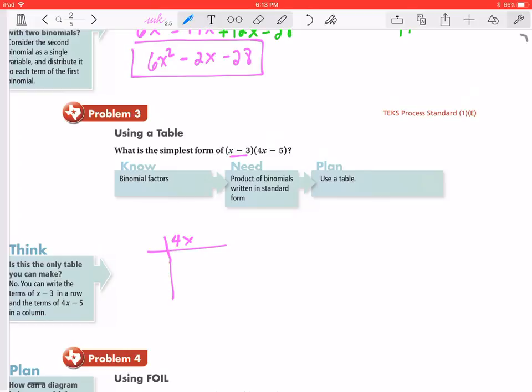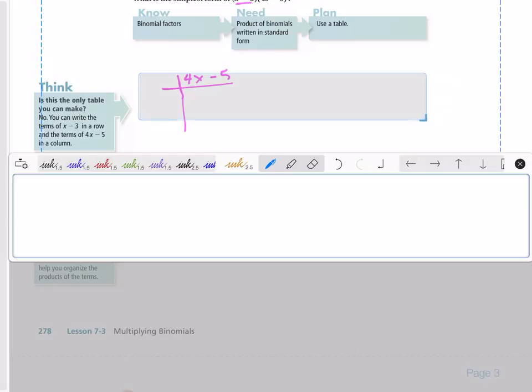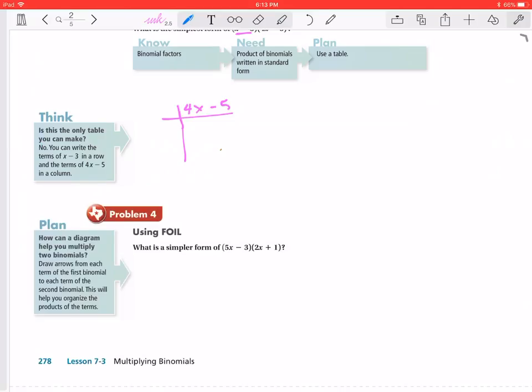And on my second term, I'm going to say 4x, and then I have minus 5. Then on my bottom table, I'm going to have x and then x minus 3. Now I'm going to multiply them, just like we did when we were talking about the area. So x times 4x gives us 4x squared. x times negative 5 gives us negative 5x. Negative 3 times 4x gives us negative 12x. Then negative 3 times negative 5 gives us positive 15.